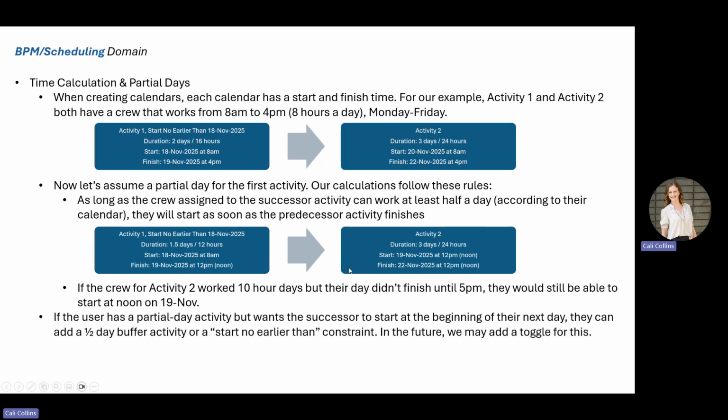You can also note if the crew calendar for activity 2 was scheduled 10-hour days, but their day didn't finish until 5 p.m., they would still be able to start at noon on the 19th. Also note that if the user has a partial day activity like you see here, but you want the successor to start at the beginning of the next full day, you're able to override that logic by adding in a half-day buffer activity, or you can add a start no earlier than constraint to activity 2.